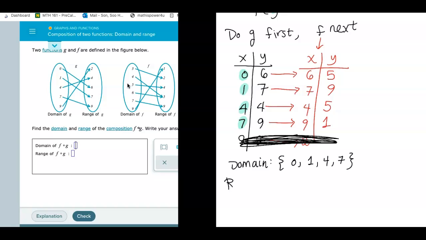And the range is going to be all the y values that we end up getting. 5, 9, 5, and 1. Oh, 5 repeated, so let me just write the 5 once. 5, 1, and 9 are going to be the range. All right, I'm going to go ahead and type this in. 0, 1, 4, and 7. And the range is going to be 5 and 9 and 1. And go ahead and check.